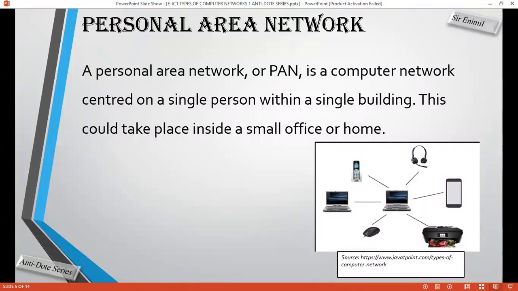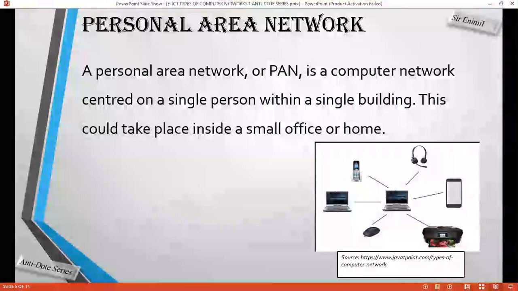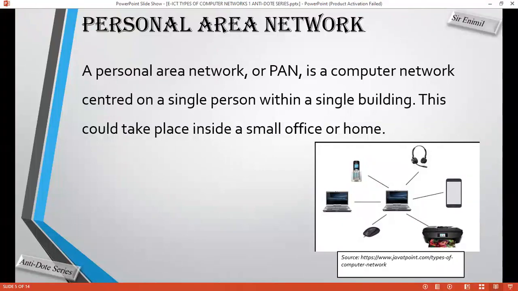So these computer networks that I defined, you should know that there are types, okay? And then there's a personal area network, because when it comes to putting computers together for them to communicate with one another, the aim of putting the computers together really matters. So if you're putting computers together in a very small building, let's say your home, for them to communicate with one another, then you're looking at what? A personal area network. Now, in your home, for instance, you have your computer network centered on a single person within a single building.